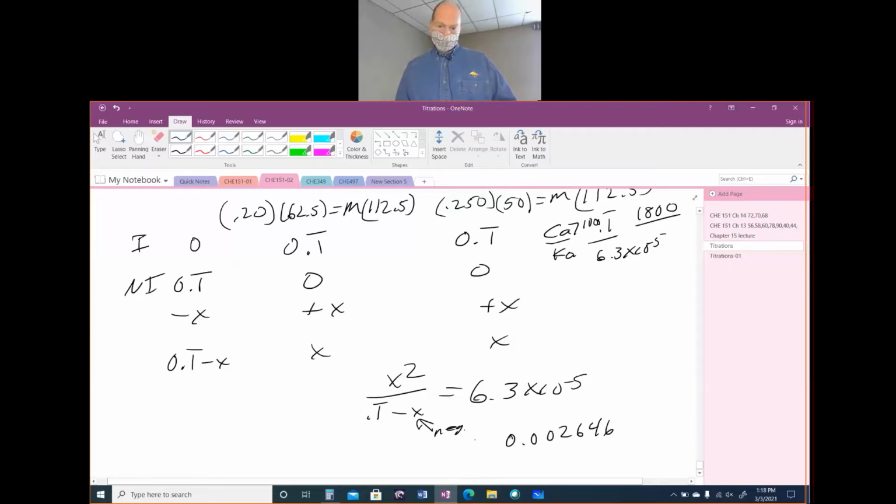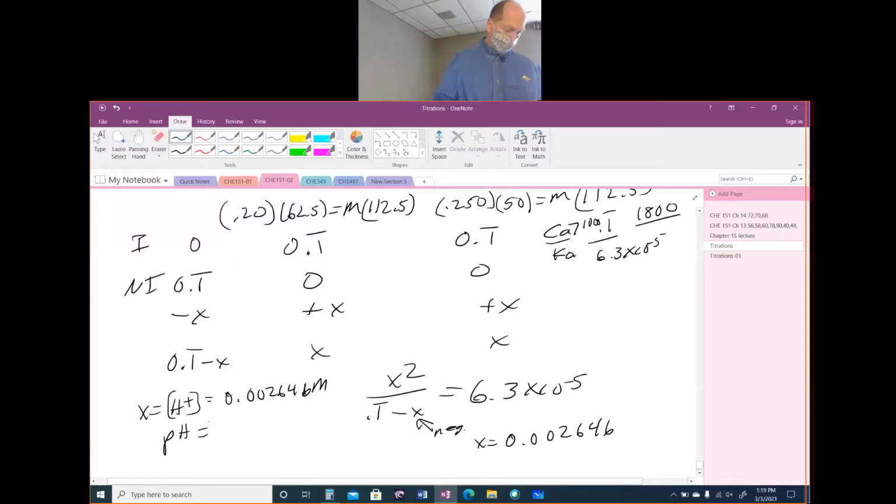All right, so that is your X value. I don't do sig figs till the end. I usually just leave it on the calculator, 0.002646. You have to look at your reaction, and your X value is your H plus concentration. And so X is equal to your H plus concentration, which is 0.002646 molar. We then take the negative log of that to get the pH. So the negative log of that answer gives you a 2.58 pH.